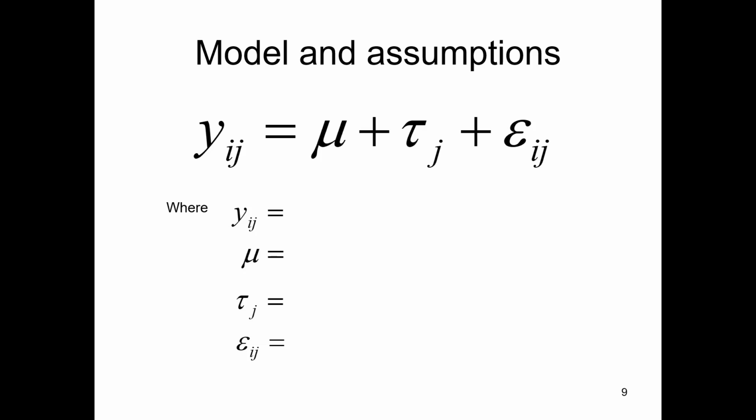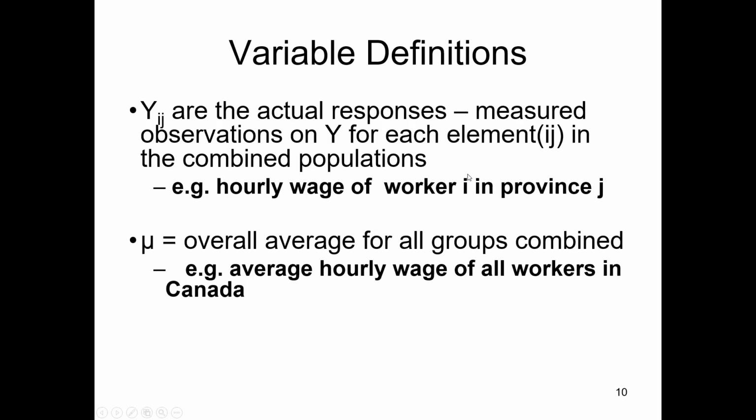Oh, tau. And tau is for treatment level. And then, of course, we have error. There's always error. Always those things that we just don't know why it's that way, just unexplained. Okay. So y_i, actual response, the actual measurements.